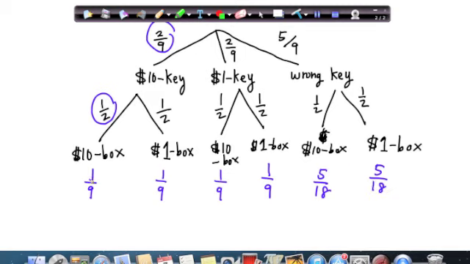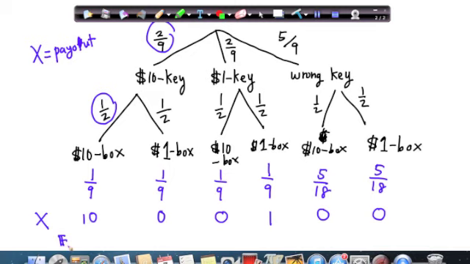Next, let us calculate the payout for each of the outcomes. Suppose X is the payout of the game. Then in the first case, the payout is $10 because the player chose the right key for the $10 box. In the second case, we have a wrong key for the $1 box, so the payout is 0. Similarly, here we have 0. Here the payout is 1 because the player chose the right key for the $1 box, and in all the other cases the payouts are 0.